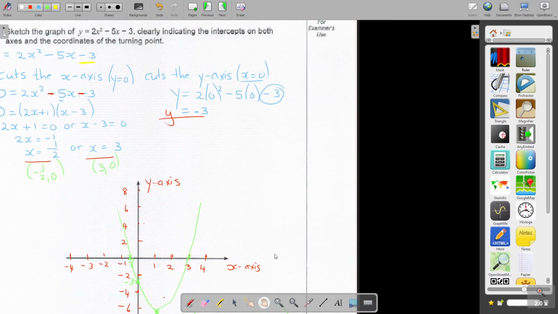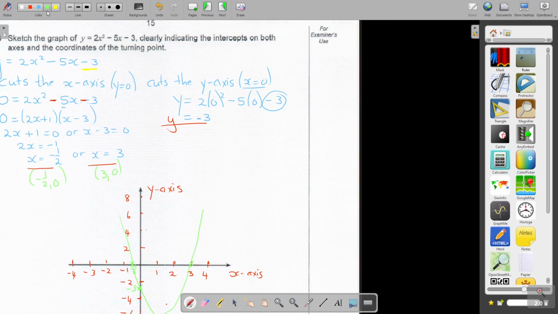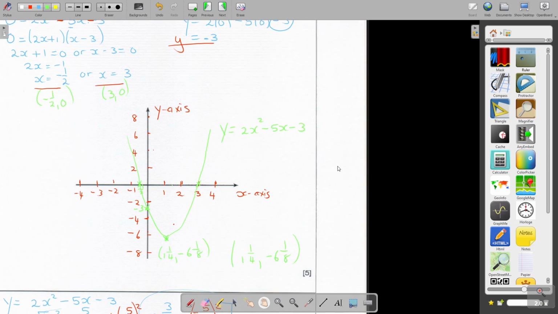And then for me, as I said, mathematically, let's do everything correct. So we're going to write the name y equals 2x squared minus 5x minus 3. And make sure they want to see that you mark that. They want to see the 3, they want to see the negative a half, they want to see the negative 3, and they want to see the turning point.